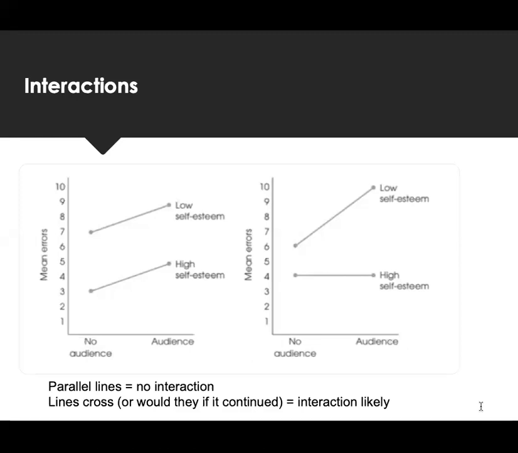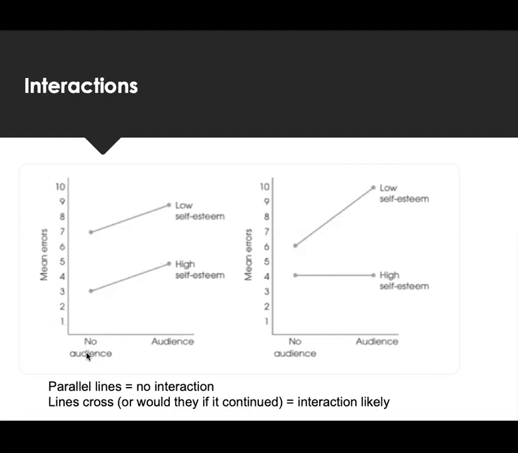In the first example on the left, you see that each variable increases the number of errors, but they seem to do so independently, right? The low self-esteem line and the high self-esteem line are different, but the errors go up at the same rate for both the audience and the no audience groups. So what these two graphs are is just the matrices we've been looking at in graph form.